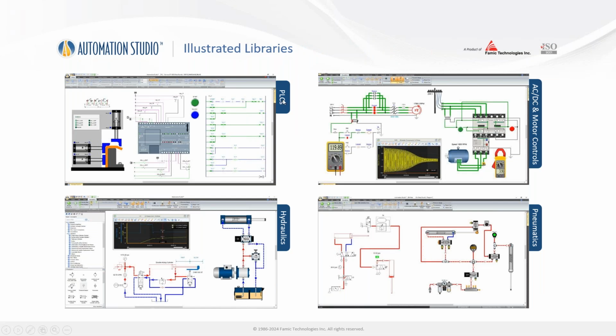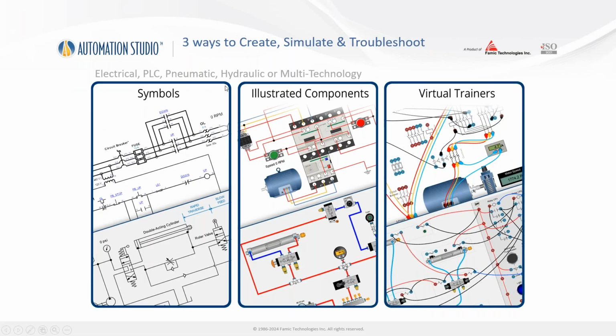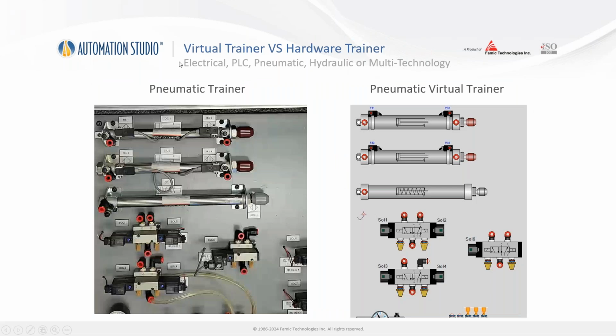Here are some examples of the illustrated libraries. We have illustrated libraries for PLC, hydraulics, pneumatics, and AC/DC motor content. All these things are available. Basically, Automation Studio gives you 3 ways to create, simulate, and troubleshoot. You can create your system, simulate the system, and even troubleshoot that system using Automation Studio. This is one of the best things offered by Automation Studio. This is one example I will show you. This is one video, so I will play it simultaneously. You will get to know.